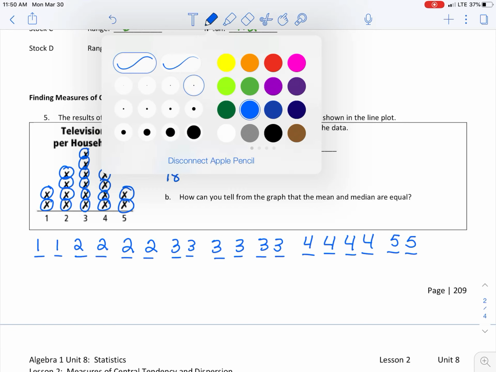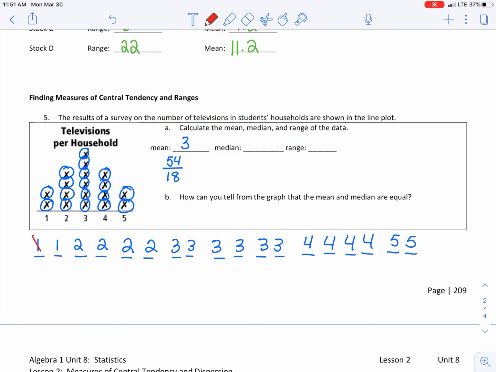Okay, so for median, we have to start crossing off from both sides.